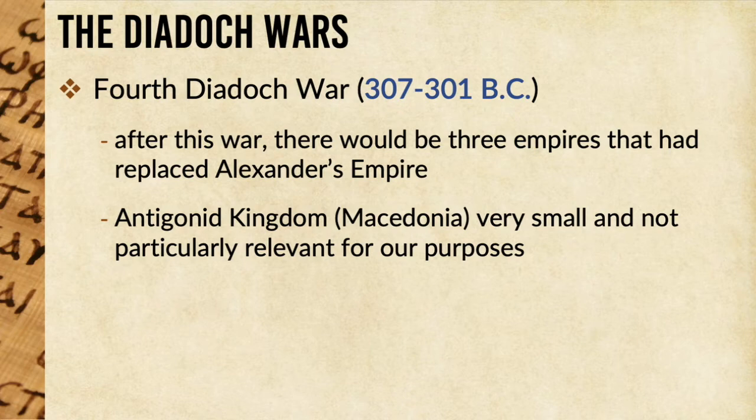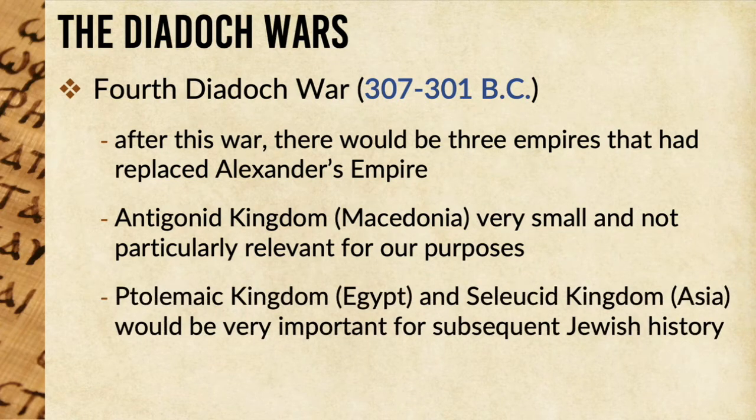That is one of the three empires that's going to emerge when the dust settles from all of these wars. The other two are the Ptolemaic Kingdom in Egypt and the Seleucid Kingdom in Asia. Both of these kingdoms are going to be very important for subsequent Jewish history. And so we're going to focus our attention this evening on the Ptolemies and the Seleucids and how they're going to deal with the Jews.